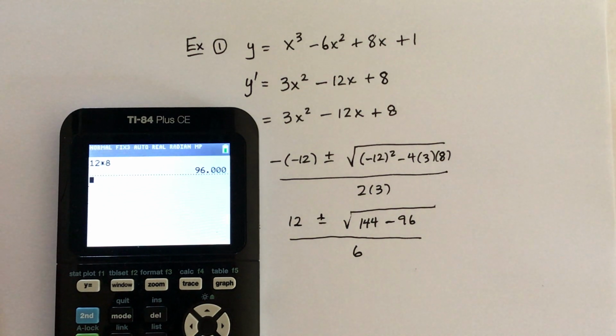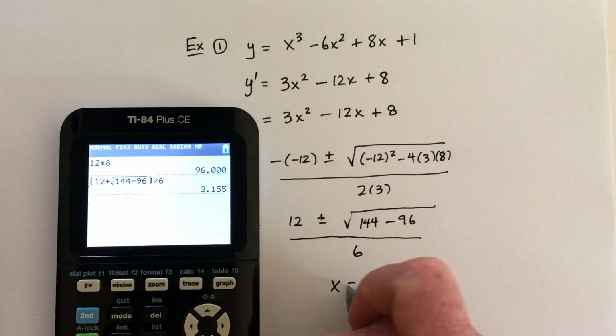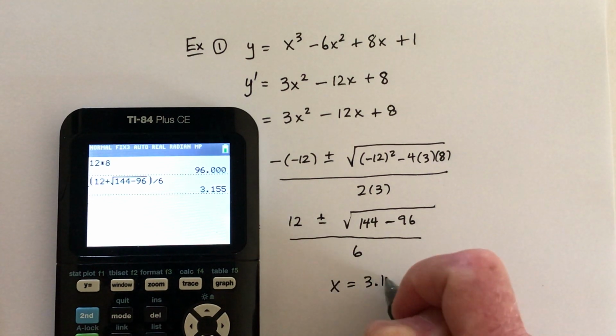answers right now. So I'll put parentheses and then 12 plus the square root of 144 minus 96, and then stop the square root, stop the fraction, and divide by 6. So one answer I get is 3.155.